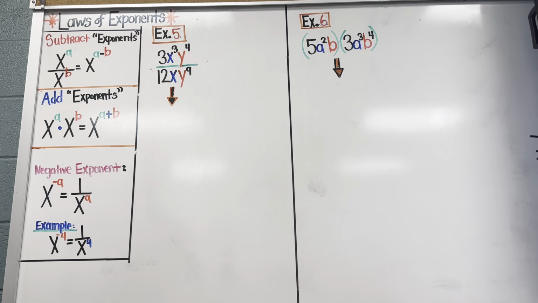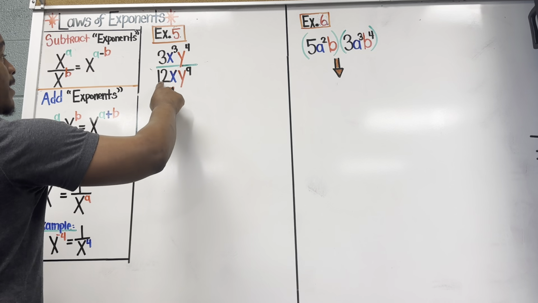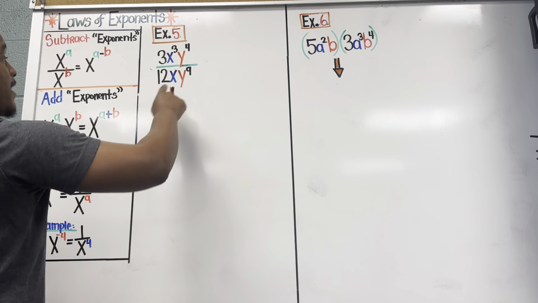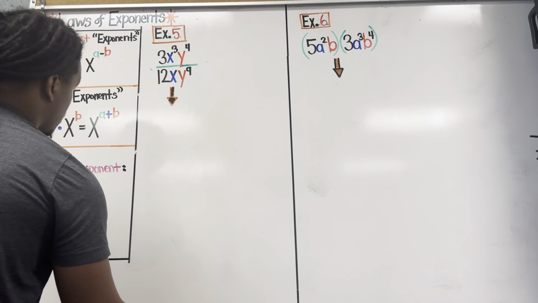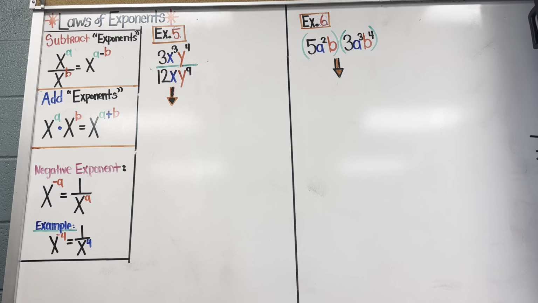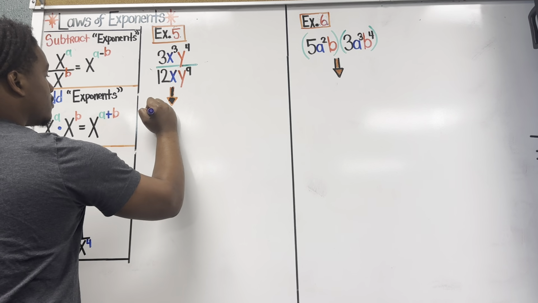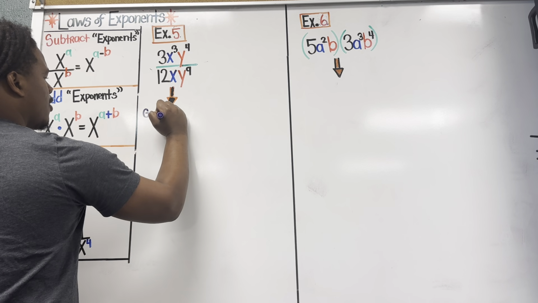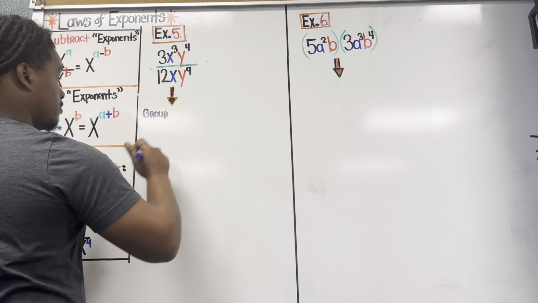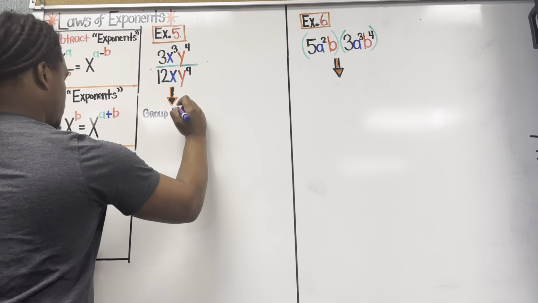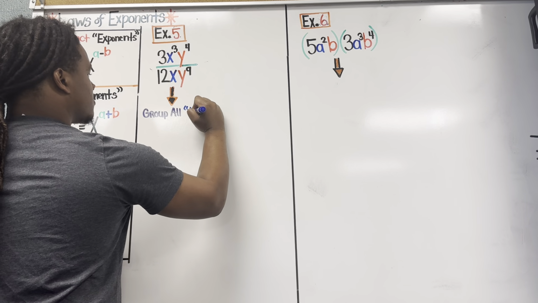So we have this first example, guys. We have 3x cubed times y to the 4th power divided by 12x times y to the 9th power, okay? The first thing, guys, that we want to do when we're dealing with laws of exponents is we want to group like terms, okay? We want to group all like terms.